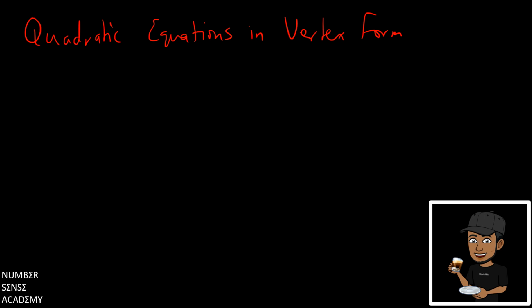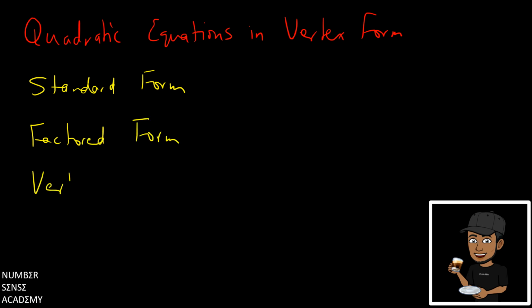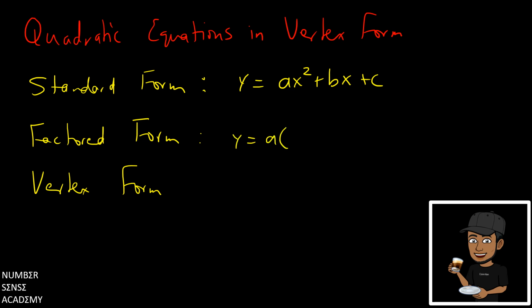Before we get to that, let's look at the other two ways that we can write out quadratic equations. The first way is what we call standard form. We have factored form, and then we have vertex form. Standard form is just y is equal to ax squared plus bx plus c. Factored form, we have y is equal to a times x minus r times x minus s. And then in vertex form, we have y is equal to a times x minus h squared plus k.